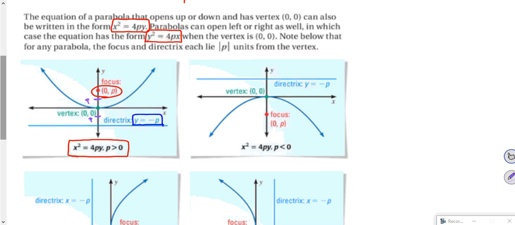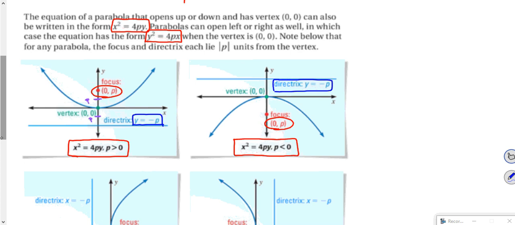Now, if it opens down, p has to be less than 0. Then you're going to have something like x squared equals negative 4y. Again, the focus is the same thing, (0, p), but your p is just going to end up being negative. Your directrix is y equals negative p, which is actually going to give you y equals a positive value. And then again, your parabola is pointing down.